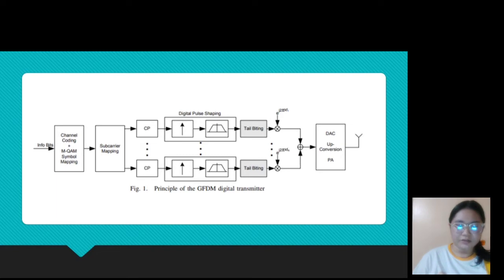Here is a figure of a GFDM digital transmitter. GFDM is a multi-carrier system, which digitally implements the classical filter bank approach. Cyclic prefix, or CP, insertion is used to allow for low complexity equalization at the receiver side. In this figure, you can see that a tail biting technique is used to shorten the cyclic prefix in order to enhance the spectral efficiency. Every subcarrier is modulated individually using some form of QAM signaling.